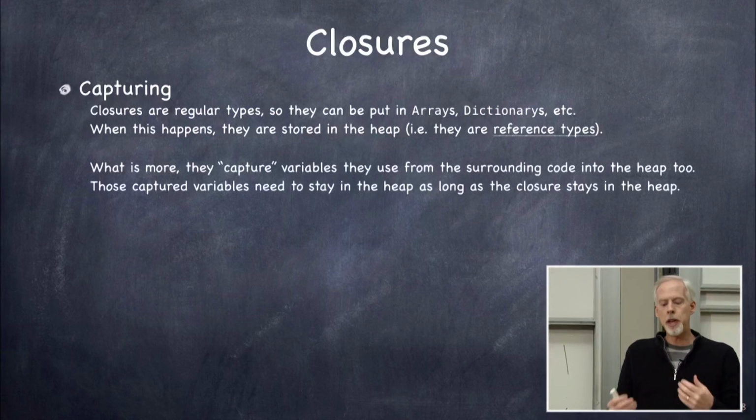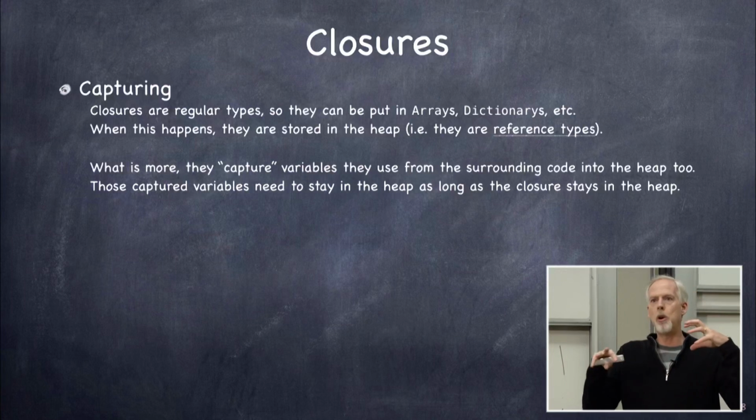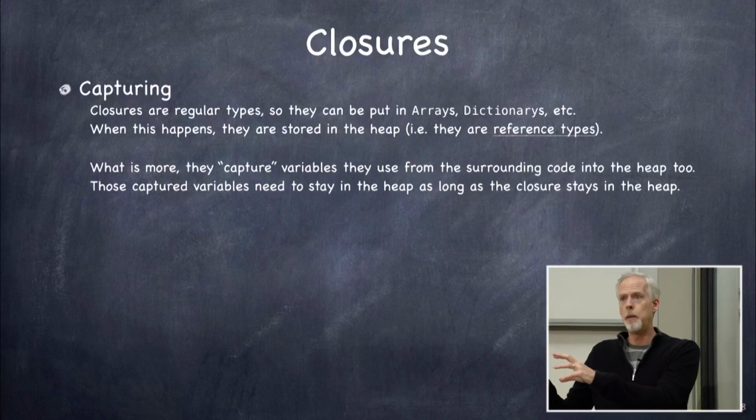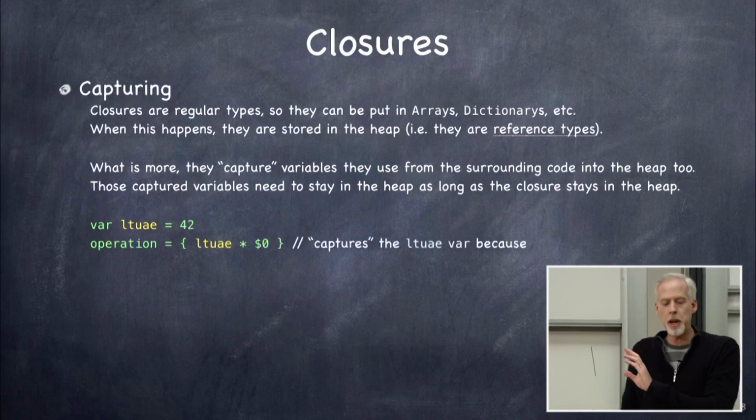But it also means that if you capture variables in your closure from your surrounding code, they have to live in the heap too. Because we can't have this closure not function, right? This function has to be a function that executes, okay? So here's an example of that.